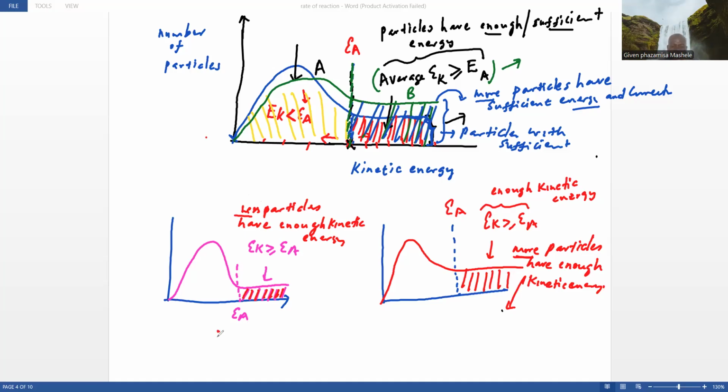So when you are talking about the factors, you have to talk about the number of particles that are colliding and also the effective collisions per unit time. Then you decide whether the reaction is faster or slower. I believe you guys are following. This is called the Maxwell distribution curve.